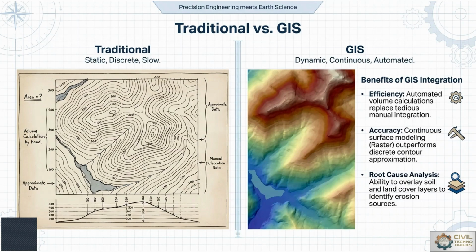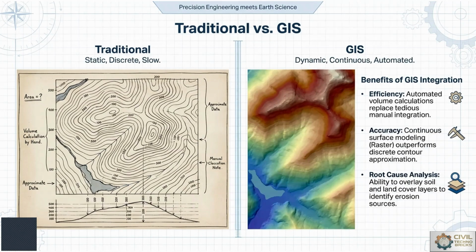From an efficiency and accuracy point of view, GIS integration replaces tedious manual integration with automated volume calculations. By using continuous raster modeling instead of simplified contour lines, engineers achieve much higher precision when estimating reservoir capacities or earthwork volumes.